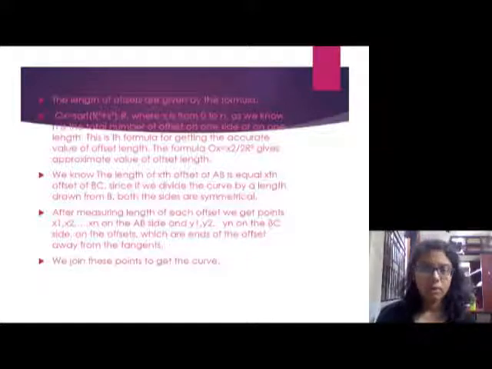We know the length of the xth offset of AB is equal to the xth offset of BC, since if we divide the curve by a line drawn from B, both the sides are symmetrical. After measuring the length of each offset, we get points x1, x2 till xn on the AB side and y1, y2 till yn on the BC side, on the offsets which are the ends of the offsets away from the tangents. We join these points to get the curve.